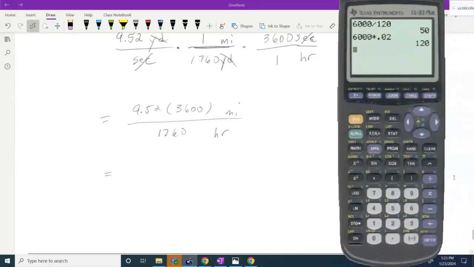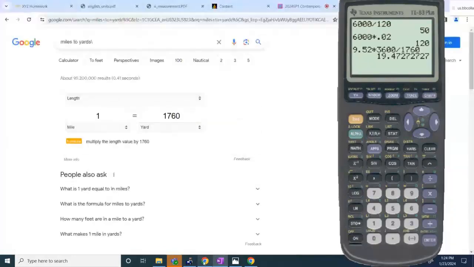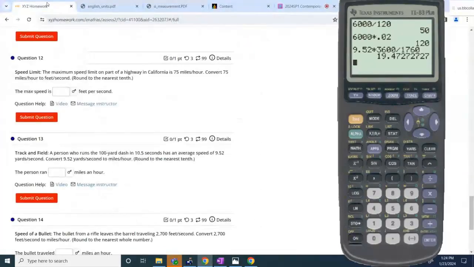All right, so I'm going to multiply 9.52 times 3,600, and I'm going to divide that by 1,760. Right, and we have 19 point, I believe they want us to round. I believe that should be 19.5. Yeah, it says to the nearest tenth, so that would be 19.5.